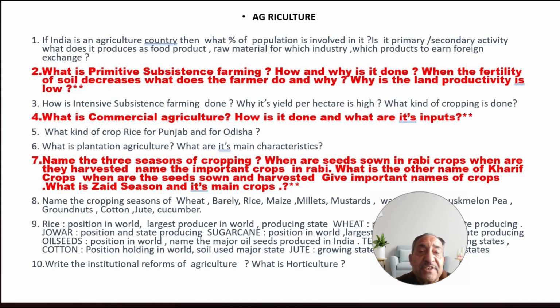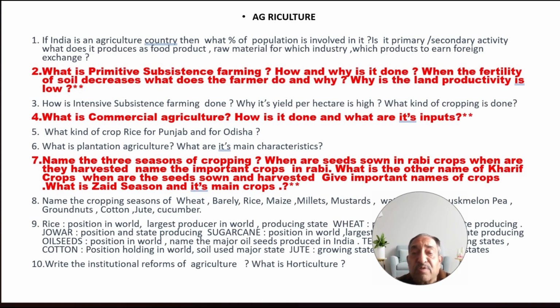How is intensive subsistence farming done? Why is its yield per hectare high? What kind of cropping is done? Next, what is commercial agriculture? How is it done and what are its inputs?